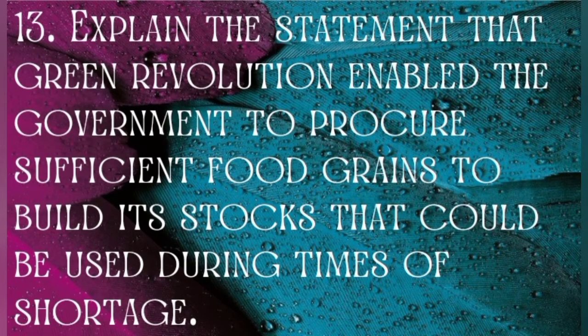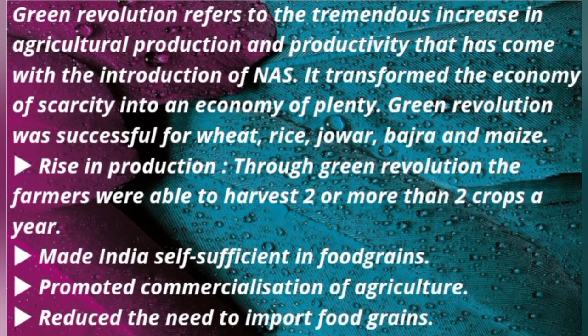13th question. Explain the statement that Green Revolution enabled the government to produce sufficient food grains to build its stocks that could be used during times of shortage. So Green Revolution refers to the tremendous increase in agricultural production and productivity that has come with the introduction of the new agricultural strategy or NAS. It transformed the economy of scarcity into an economy of plenty.